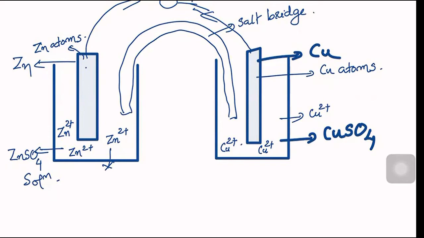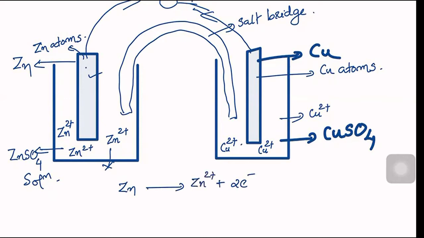So who gives electrons? Zinc gives electrons. Then only will electrons move from zinc to copper. So the reaction will be like this: zinc atoms in the zinc rod will release 2 electrons and become zinc ions.